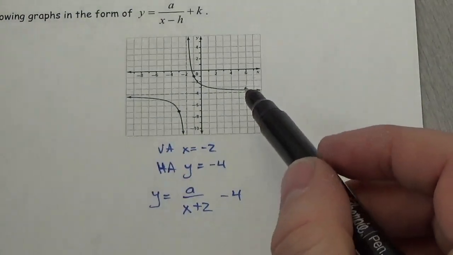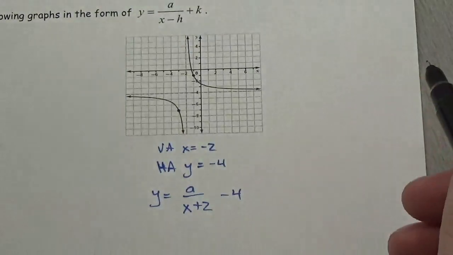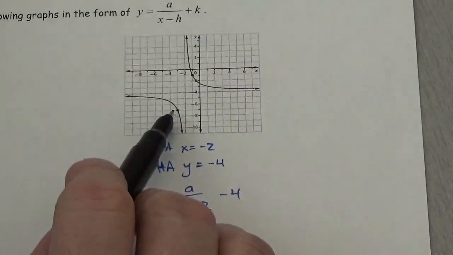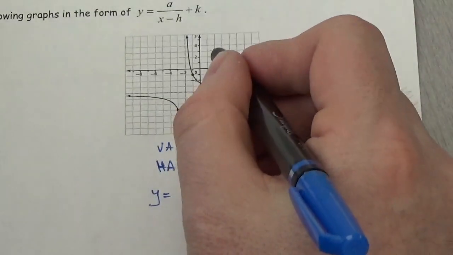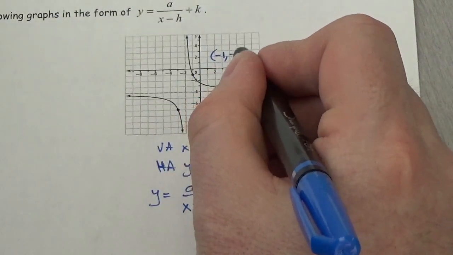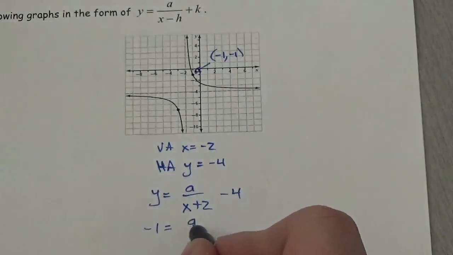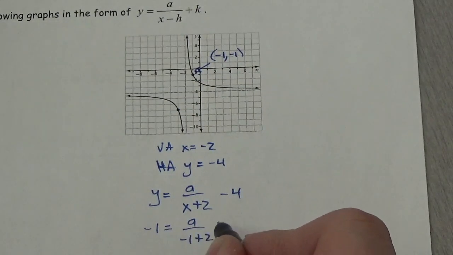And now, same thing. There's a couple of points that were given that they're trying to imply I can trust those points here. So I'm going to use the one with the smaller values. Again, it's (-1, -1) right there. And so -1 is going to equal a over -1 plus 2, minus 4.